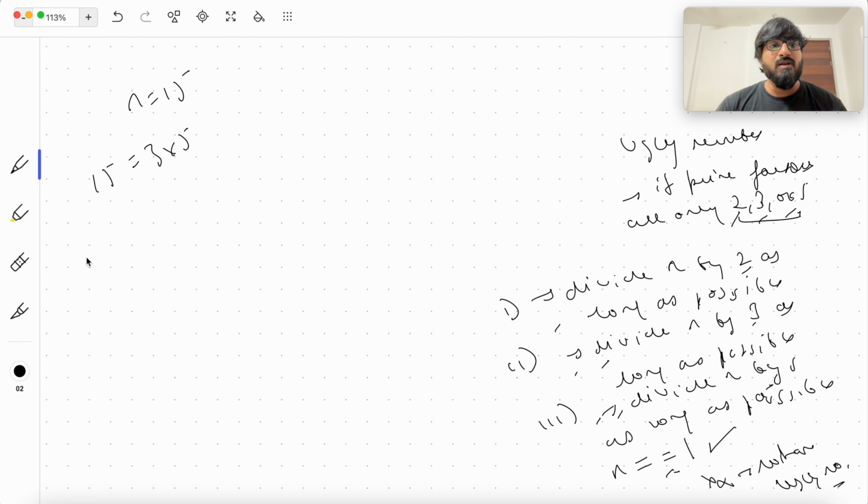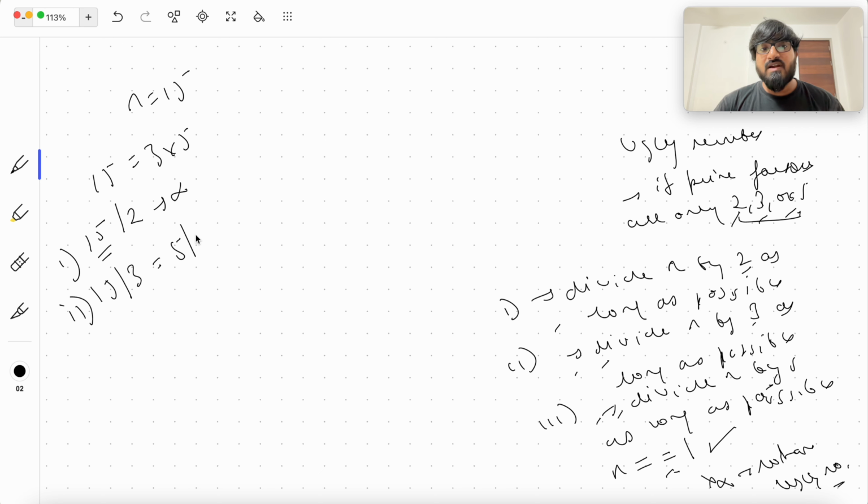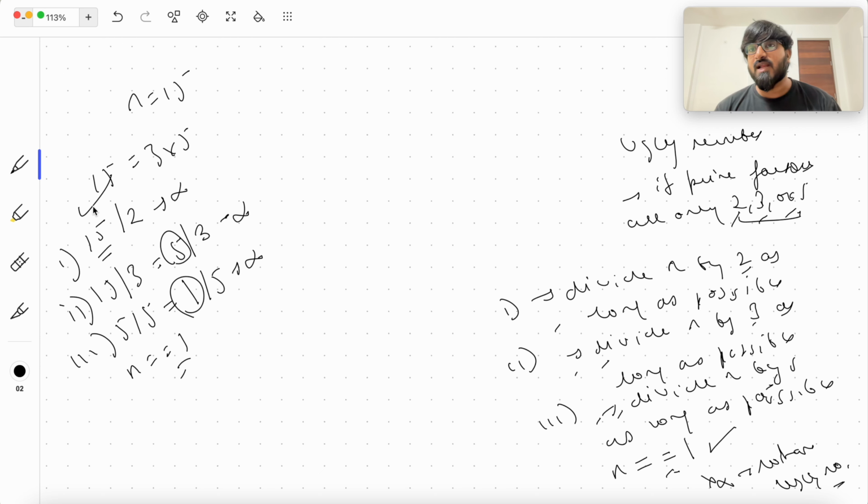For example, we divide 15 by 2 as long as possible. This is not possible, so n is 15. In the next step, we divide 15 by 3 as long as possible. Yes, 15 by 3 is possible, so this is 5. We try to divide it by 3 further. Not possible, so n remains 5. In the last step, we divide n by 5 as long as possible. It is possible, so it becomes 1. 1 by 5 is possible? No. So n is 1. It means 15 is an ugly number.